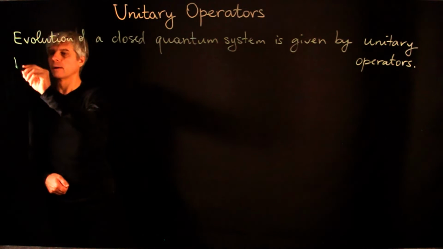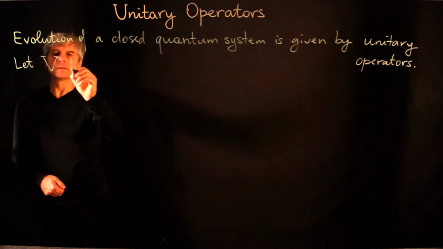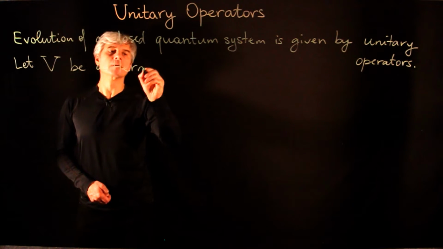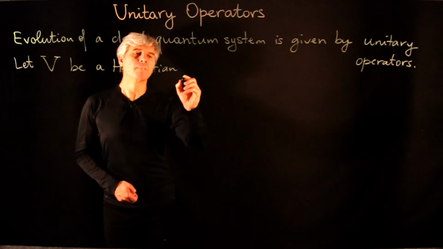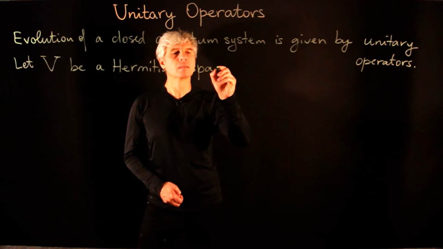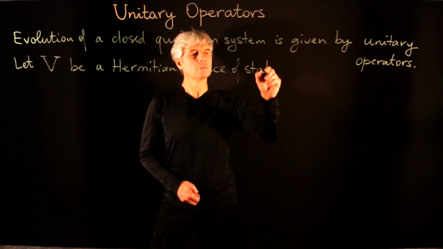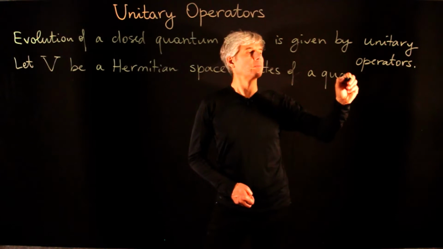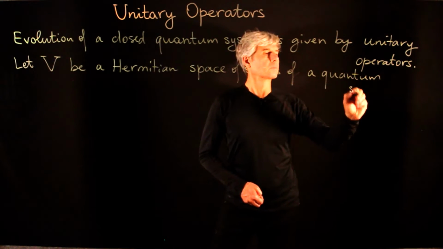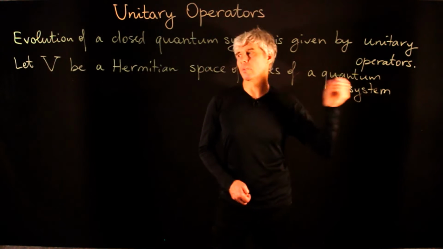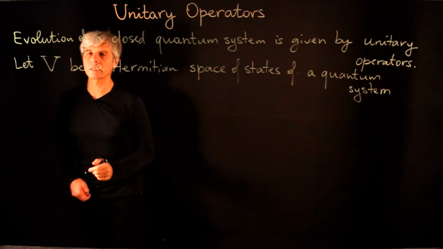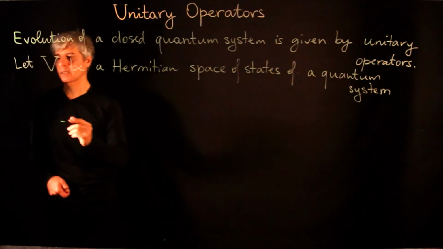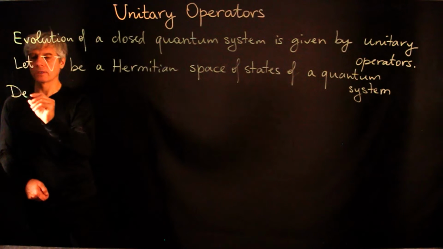So let V be a Hermitian space of states of a quantum system. Mathematically, we just think that this is a complex vector space with a Hermitian scalar product. So we give a definition.